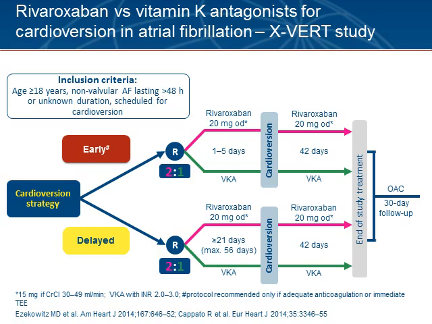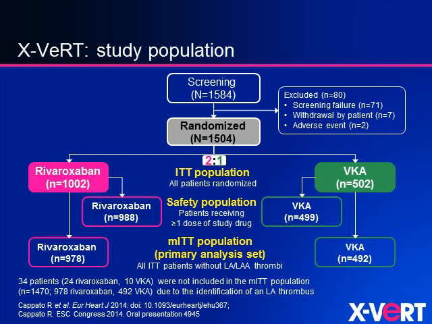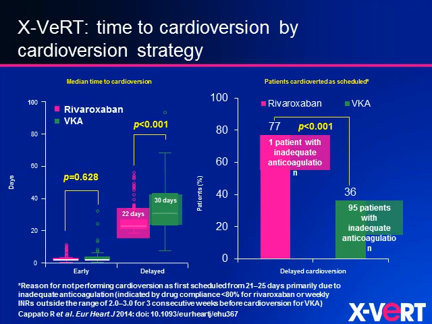The patients were randomized in the ratio 2:1. What is interesting in this study is that the result of the study was divided into several populations. It was an intention to treat population to analyze. It was a safety population to analyze for all patients receiving more than 1 dose of study drug, and it was a modified intention to treat population, the primary analysis set, in patients without demonstrated left atrial or appendage thrombus by transesophageal echography.